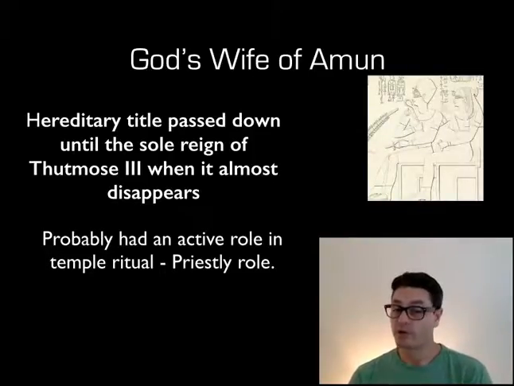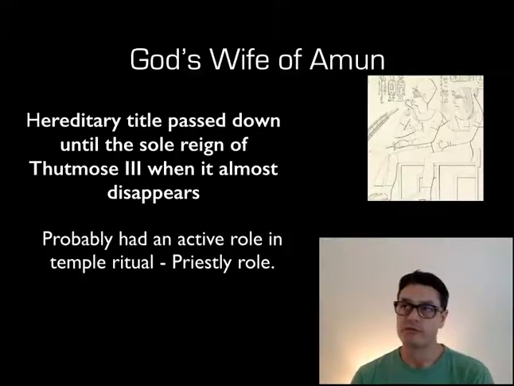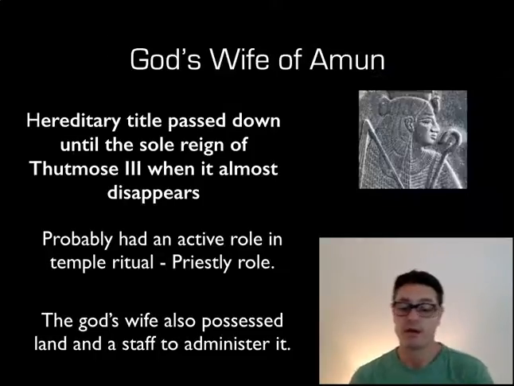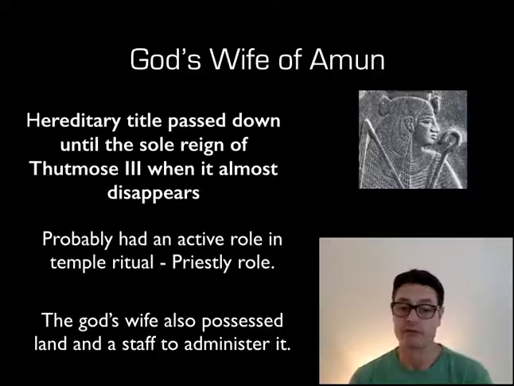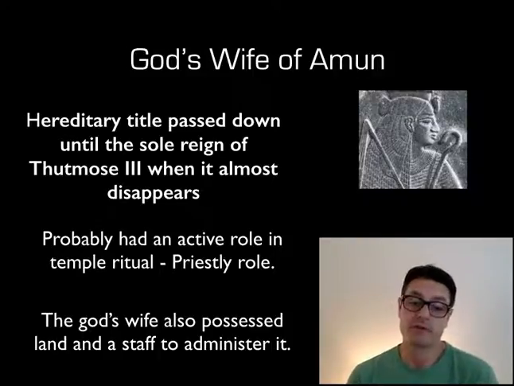We know that the title, God's Wife of Amun, probably had some kind of priestly essence or priestly role attached to it. So we think that maybe these royal women who held this title did fulfill some kind of ritual priestly function. We also know that those women who were afforded this title had land and staff to administer it as well. So they were given titles of land which were theirs to look after and to have looked after for them. So there's a bit of an overview of those important aspects of royal women during this time period.